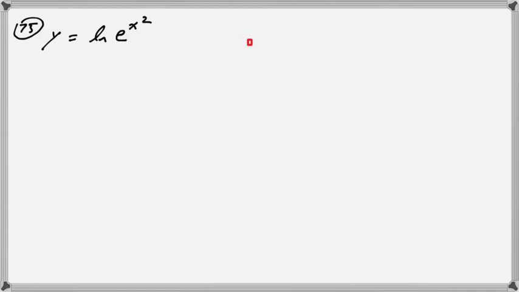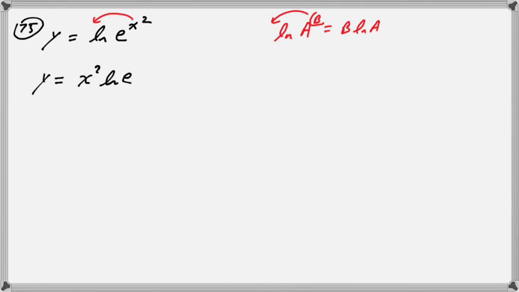One of the properties is log of a to the b power is b times the log of a. In other words, you can pull your exponent out front. So this is going to come out front, and it's going to be x squared times the natural log of e. Well, e to what power is e? 1.